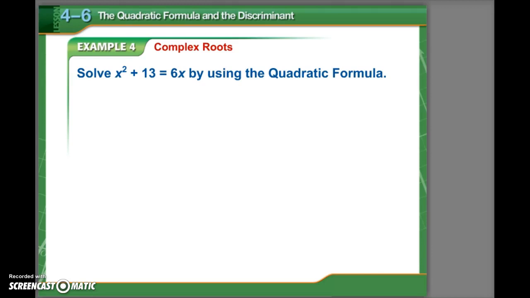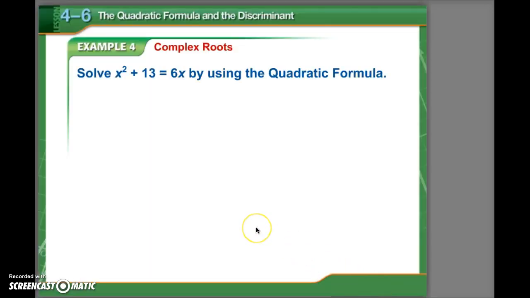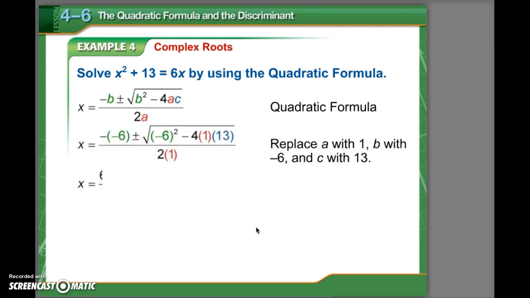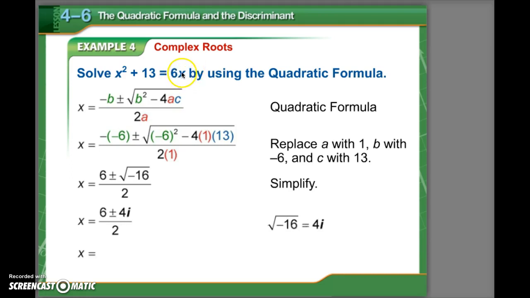All right, we're picking up with example 4 from Unit 1, Lesson 6. In this problem, we need to solve x squared plus 13 equals 6x using the quadratic formula. So the first thing that we're going to do, they didn't show it on the screen, but we need to bring this 6x to the other side. And when we bring 6x to the left side, it's going to be negative. So I'm going to try to write that on the screen real quick.